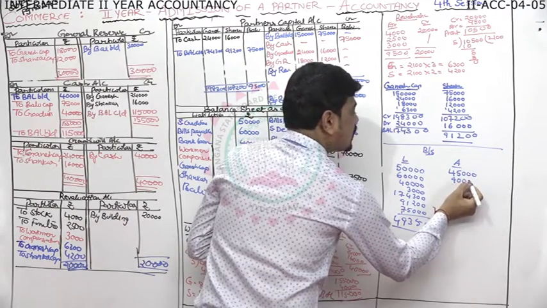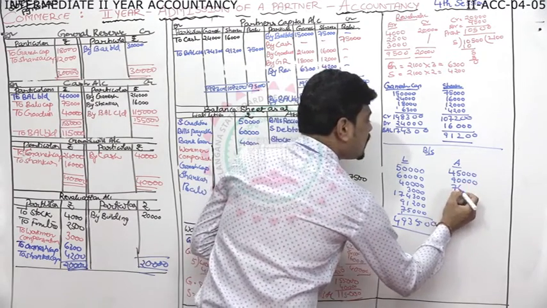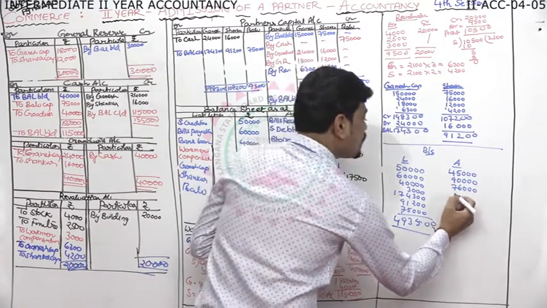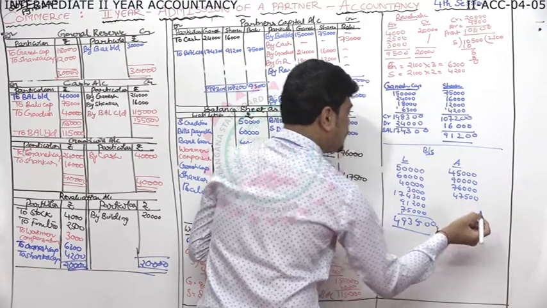Now let us see assets total. 45,000, 90,000, 76,000, 47,500.